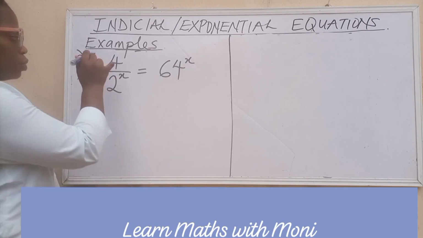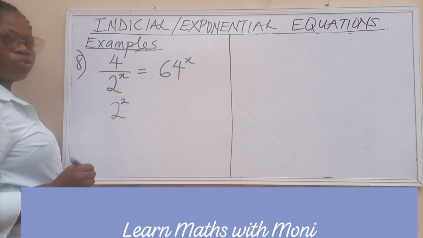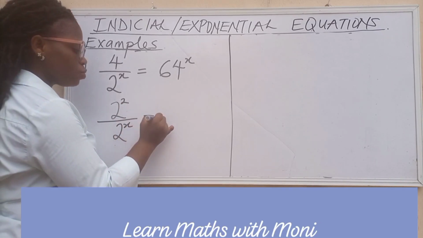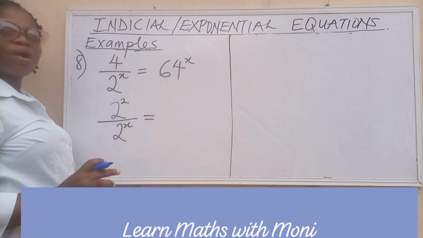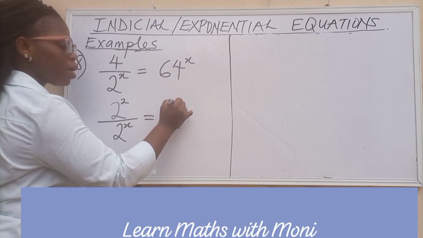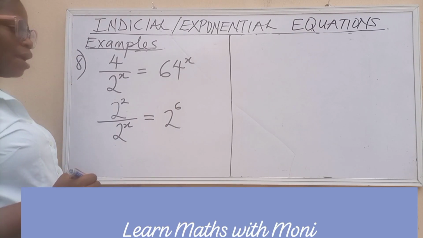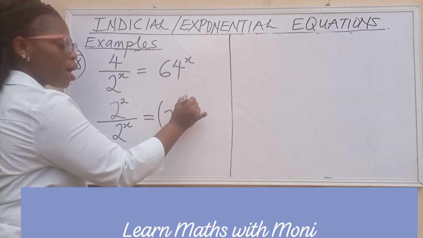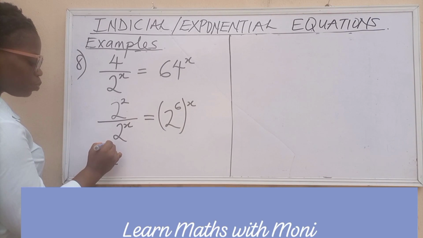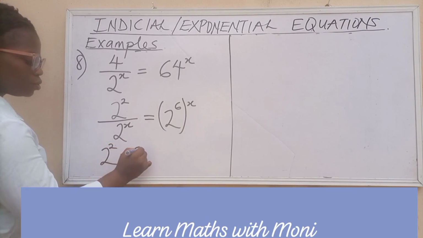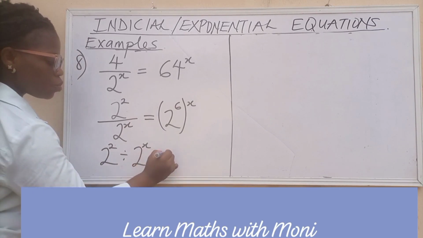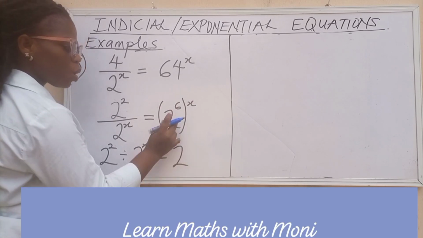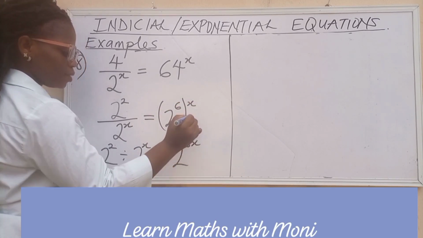of 2. Such that I have 2 raised to power 2 divided by 2 raised to power x equals to 64. Can be represented as 2 raised to power 6, 2 multiplying itself 6 times. Raised to power, this is our 64, raised to power x. 2 raised to power 2 divided by 2 raised to power x equals to, here I have power of power, I'll multiply the powers. 2 raised to power 6 times x, 6x.